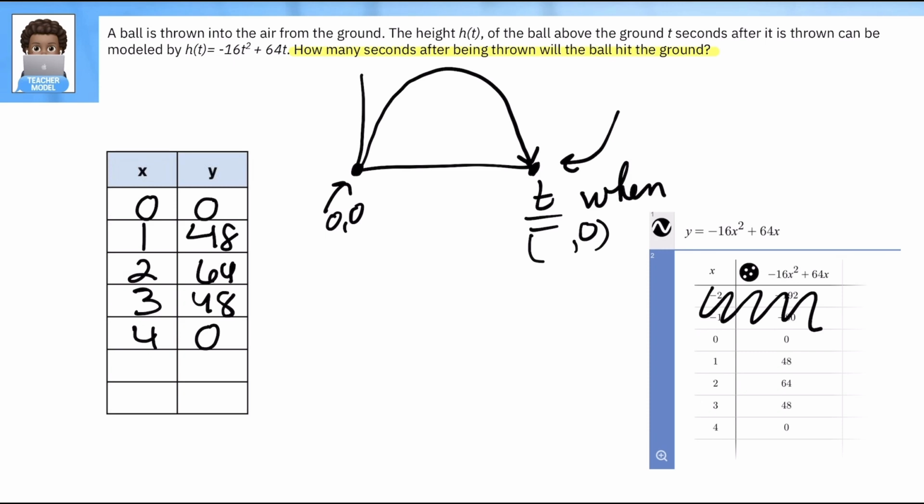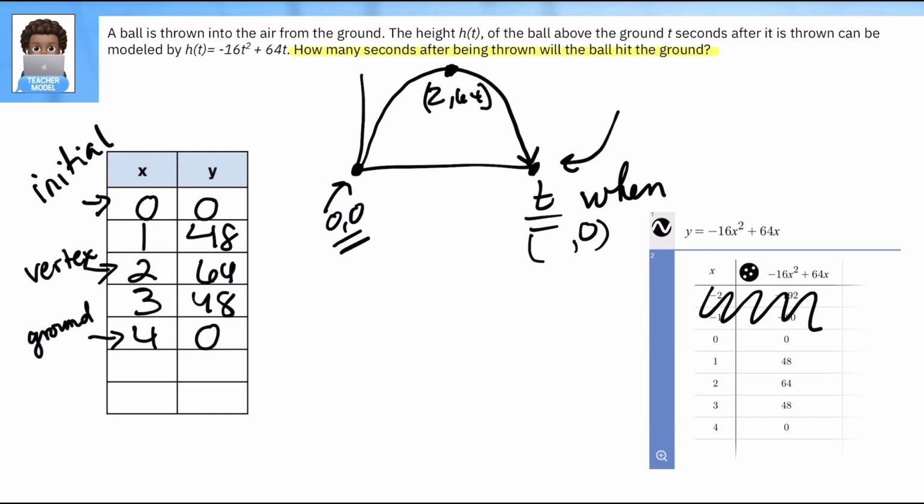Perfect. And I'm going to annotate so that we have this in here. This is our initial point, the start. It's when we were at the ground, that's the 0, 0. Here is our vertex. It's when our y was at its highest point. So that's here, 64. So that's at 2 seconds. And then here was the ending when it hit the ground again. And that was at 4 seconds.